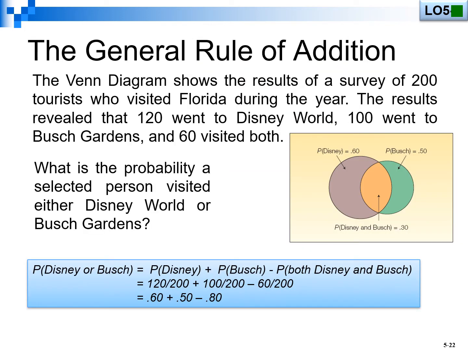Okay, and like I said before, in this case they had a sample of 200 tourists. Notice there were 120 that went to Disney, 100 that went to Busch Gardens, and then notice the 60 that went. Notice you see the word both.